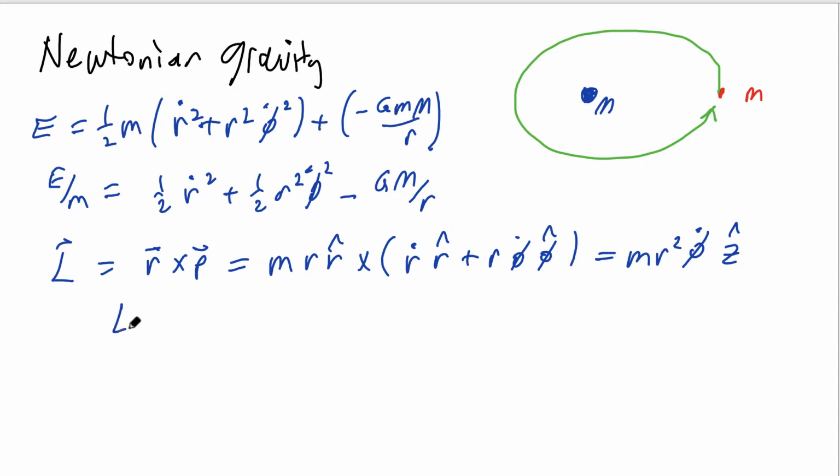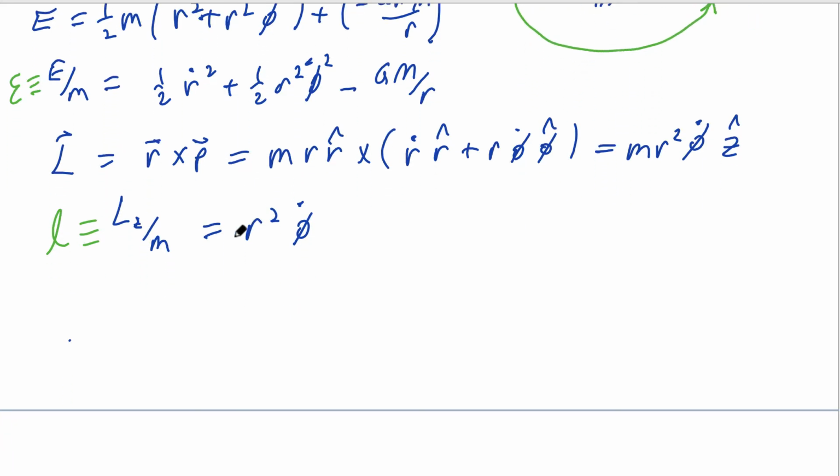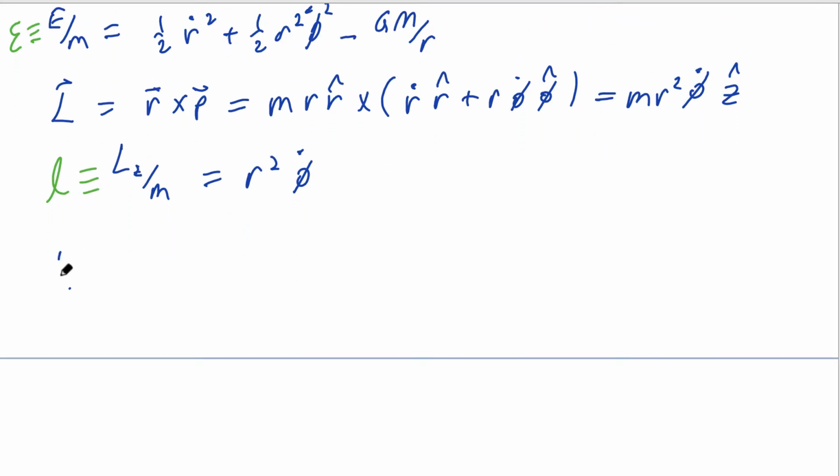So the z component of angular momentum is m r squared phi dot, and let's divide by little m. So the angular momentum in the z direction per unit mass is r squared phi dot. And this is a constant. Let's call this constant little l. This is the angular momentum per unit mass. And likewise, let's call this constant E over m the energy per unit mass, script E. Now let's rewrite these equations, starting with the energy equation. We have 1/2 r dot squared.